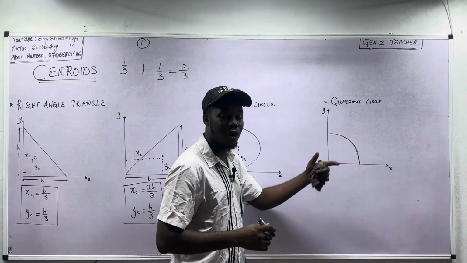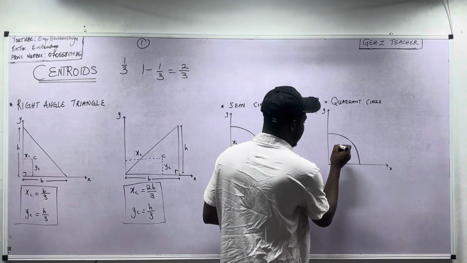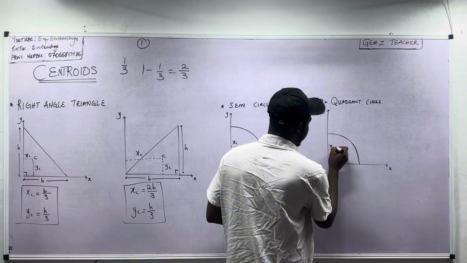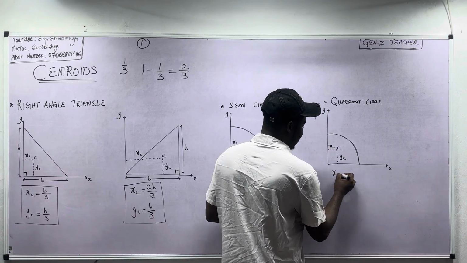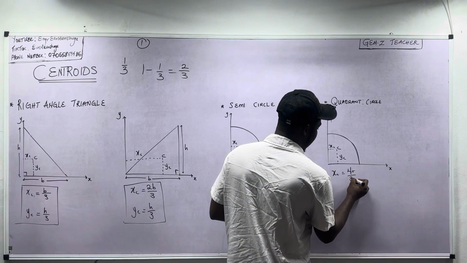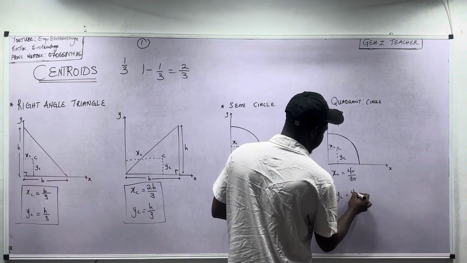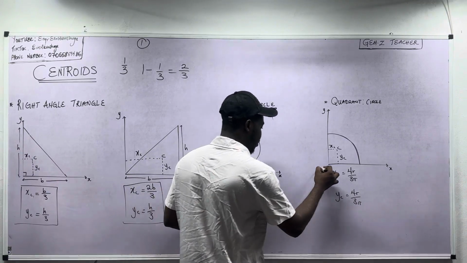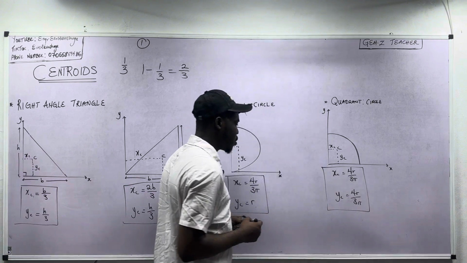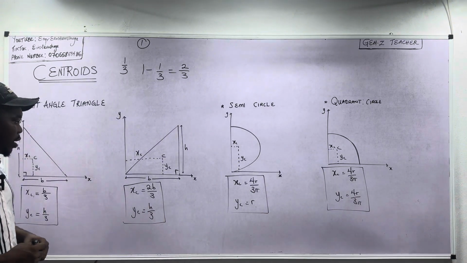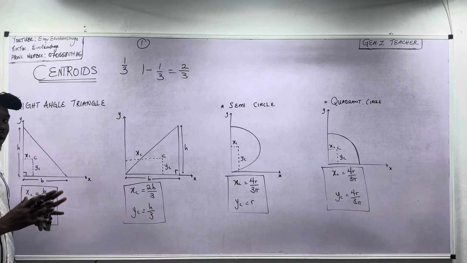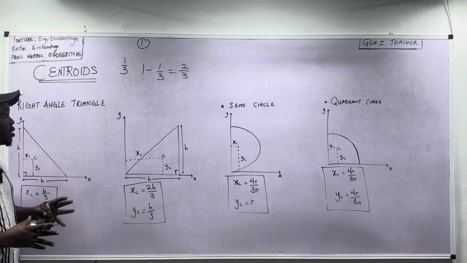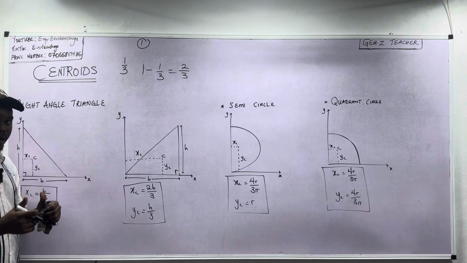Now for the quadrant, that's 1/4 of a circle. How then do we find the centroid? Pick here as my center. You have your y-centroid and your x-centroid. Let's not waste time. The x-centroid here is just 4r over 3 pi, and same as the y-centroid, 4r over 3 pi. So these are the centroids for the semicircle and the quadrants of a circle, and then we've done the triangles. These formulas, you need to make them familiar to yourself. Get used to them, because we're going to be applying them in questions that deal with finding centroids or moments of a shape. Thank you and God bless you.